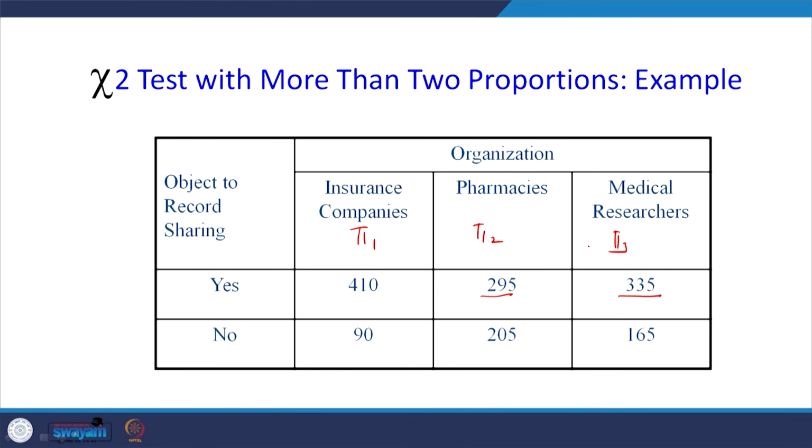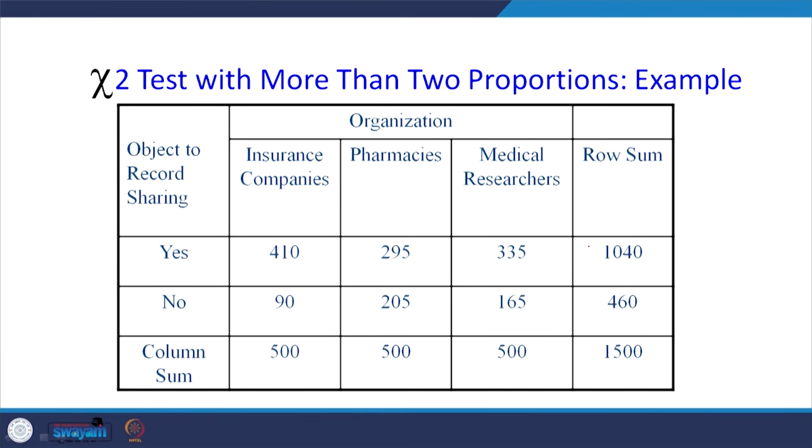That means that the people always object to sharing their data irrespective of what kind of company it is. That is our null hypothesis. There is independence between sharing their data and the type of company which asked for the data.